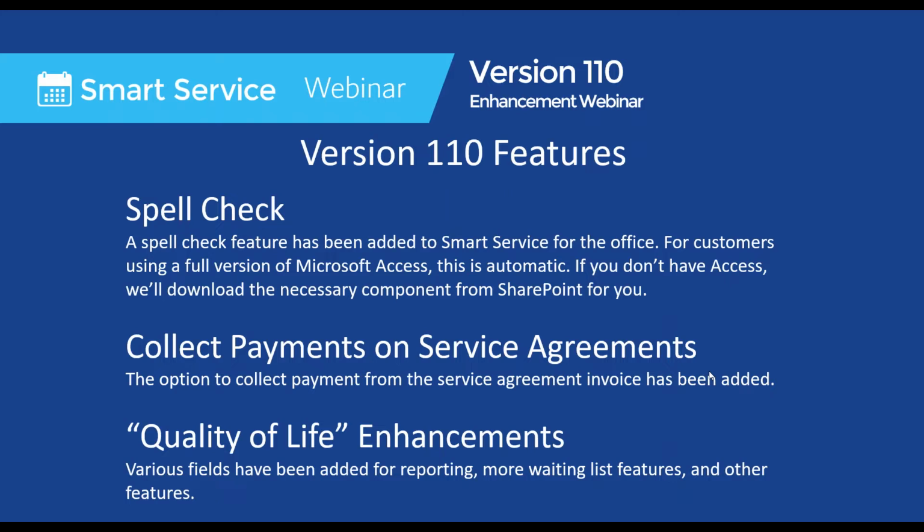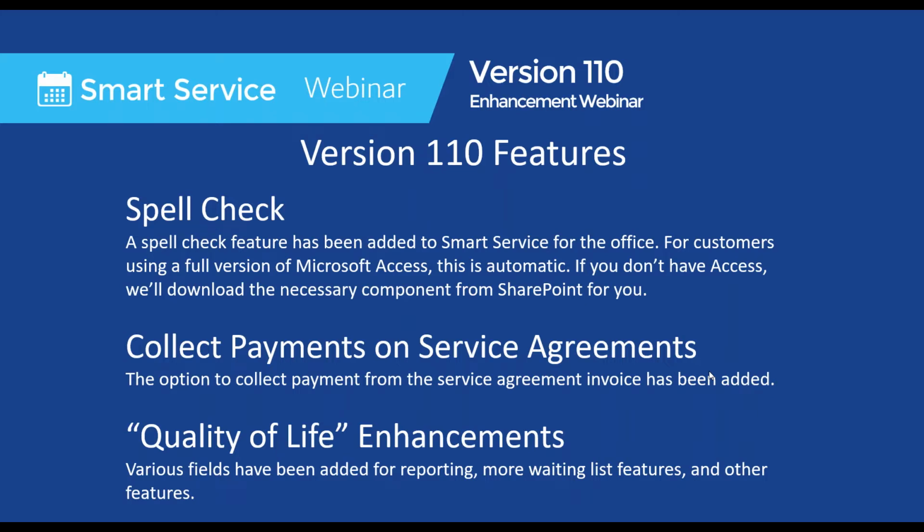But moving right along here, we're going to take a look at some of the new features in version 110 of Smart Service. The first thing we're going to look at is the spell check feature. This is something that's been asked for many times, and we're happy to present this for you here. The spell check feature, I did want to note, and this is a note for anybody that updates to this version. If you're using a full version of Microsoft Access, then this pretty much just happens automatically.